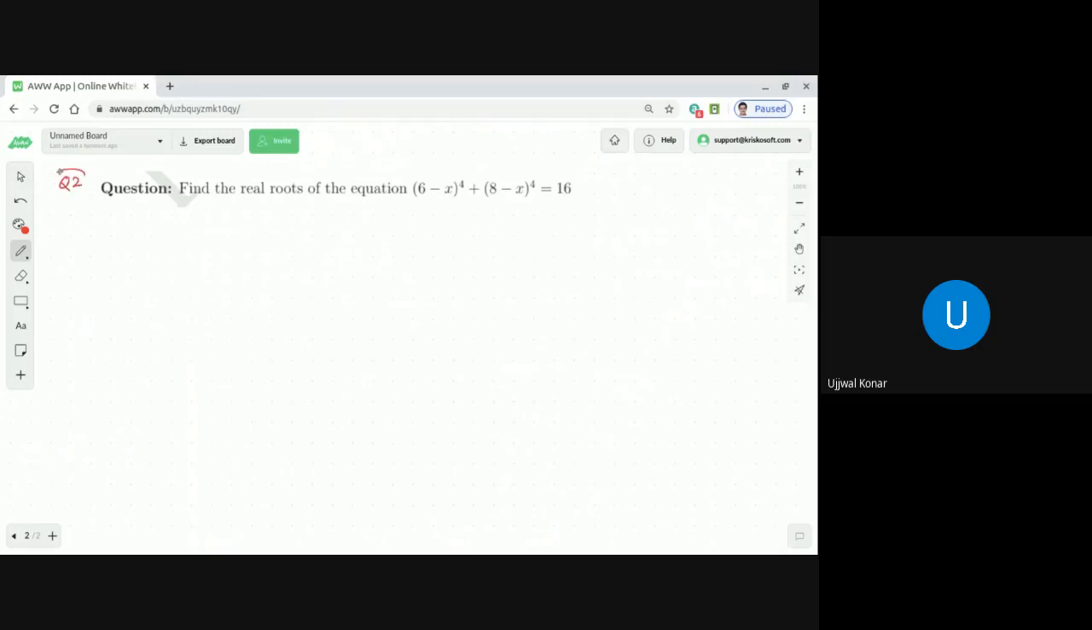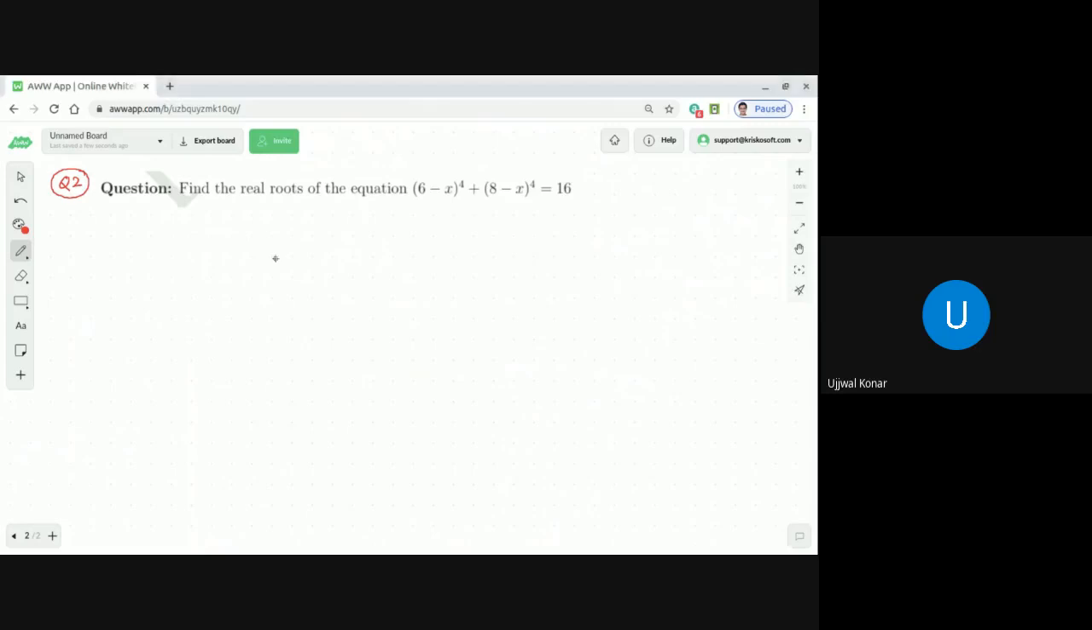So how to approach this kind of problem? This kind of problem is different from the problem we solved just a few minutes back. If you look into this equation, we need to make a change of variable. This concept is called the change of variable. So what is the change of variable, dear students?